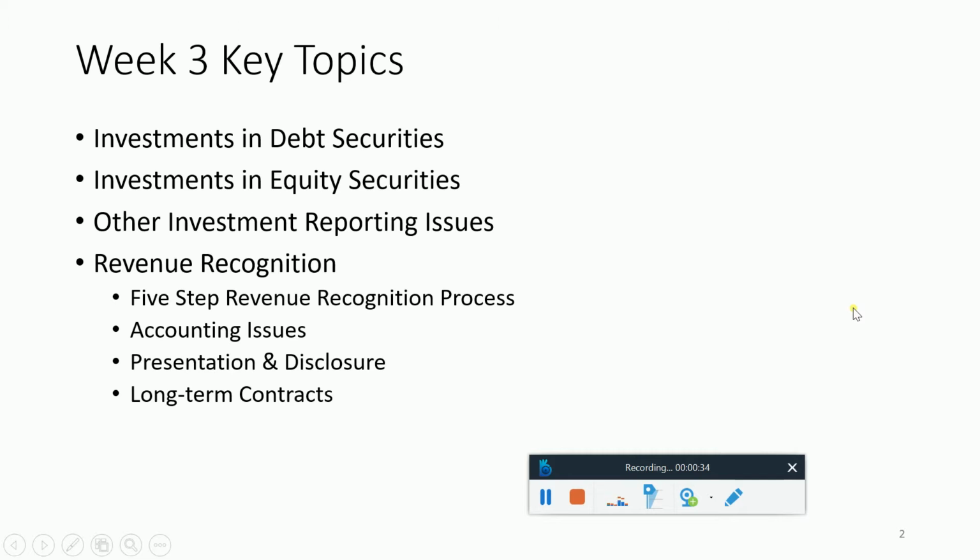So our key topics for this week are going to be a discussion over investments in debt securities, then investments in equity securities. We'll also talk about a couple of investment reporting issues that we need to consider, and then we'll move into revenue recognition, where we'll go over the 5-step revenue recognition process. We'll talk about accounting issues related to revenue recognition, and then we'll finish up with a discussion over presentation and disclosure.